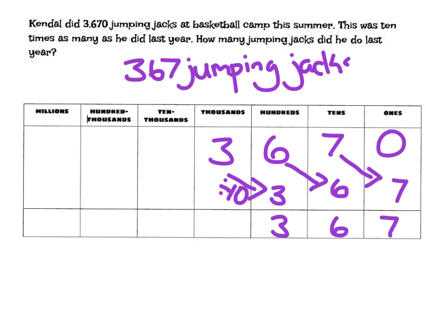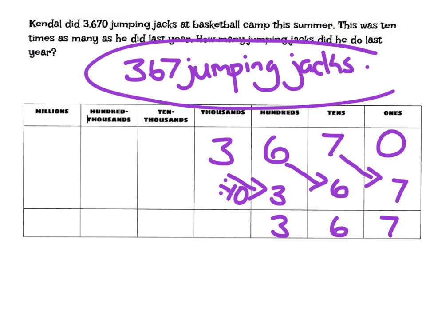And like all word problems, once I have my answer, I don't want to just move on. I want to reread the problem and make sure I think my answer makes sense. Kendall did 3,670 jumping jacks this summer. It was 10 times as many as he did last year. How many did he do last year? Well, 367 jumping jacks last year, 10 times as many as that. Yeah, it makes sense that that's 3,670. I think my answer makes sense.